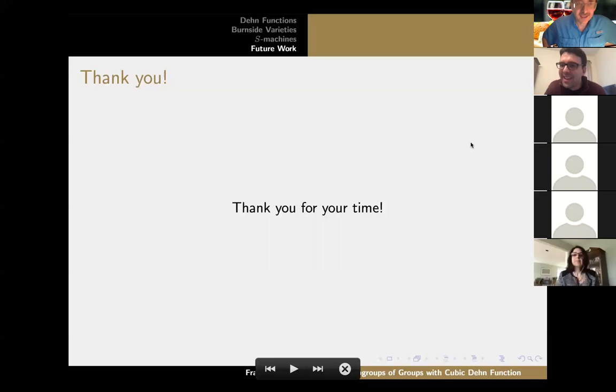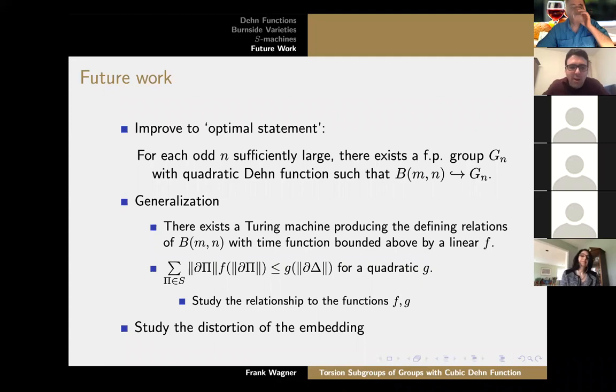Frank, what about preservation of the conjugacy problem of your embedding construction? Ah, yes, that's a good question too. I can throw that onto future work as well. Basically, I'm not sure just how badly distorted the group is at all. So yes, the conjugacy problem is solvable in the free Burnside group. I'm not sure in this other group.